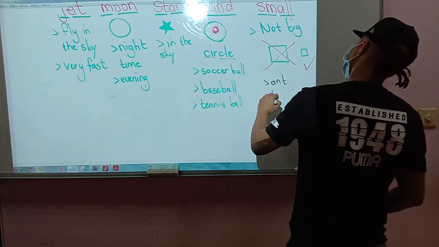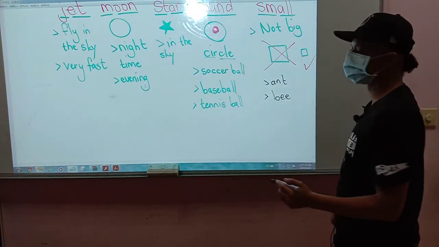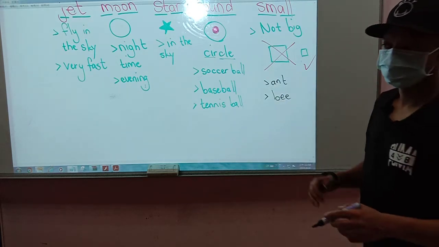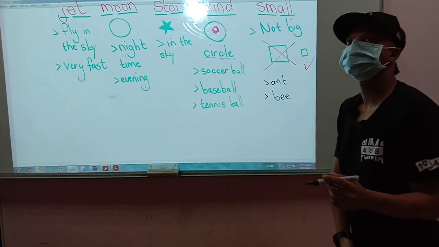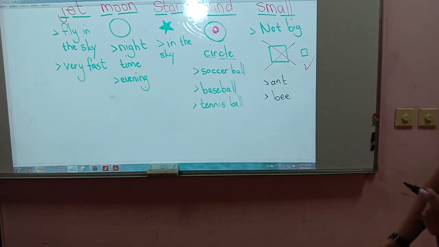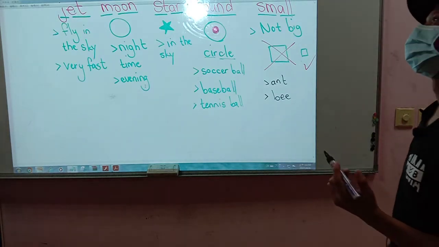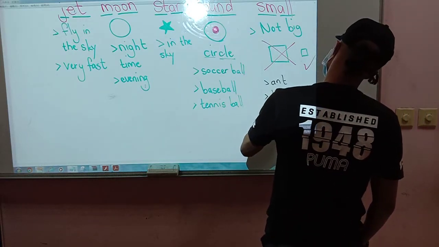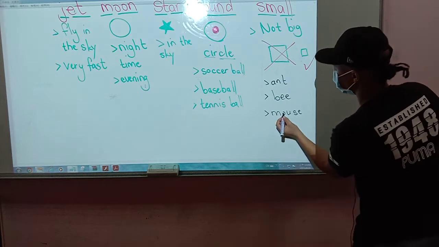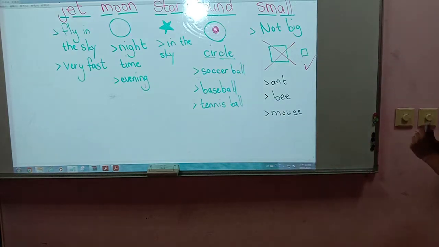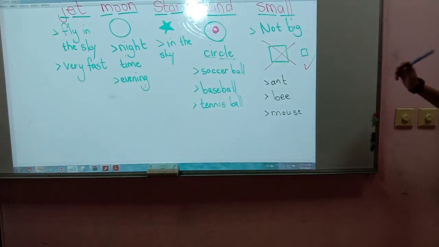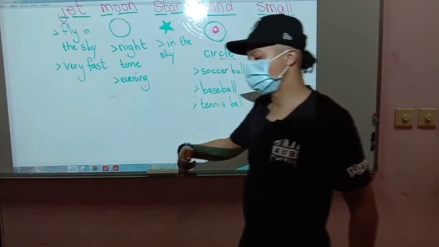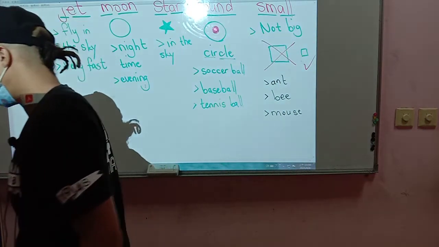Maybe a bee is small. Right? Any other animals that are small? A mouse. So a mouse is also small. Okay? So these are the words we will be saying or reading in our story.